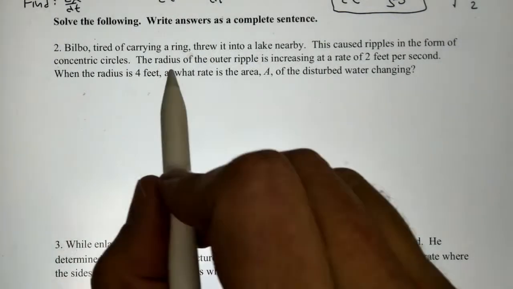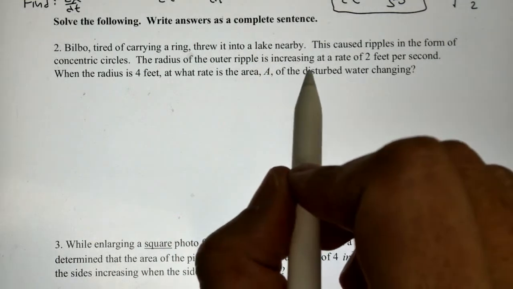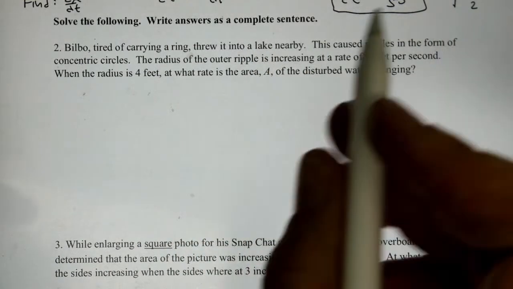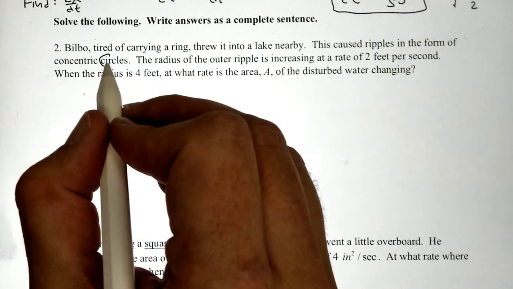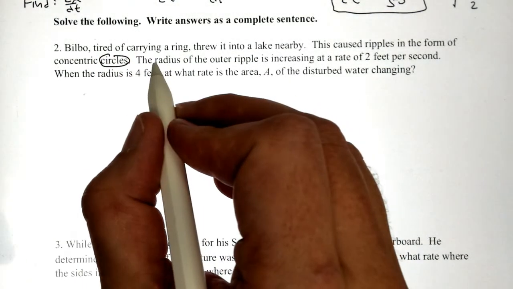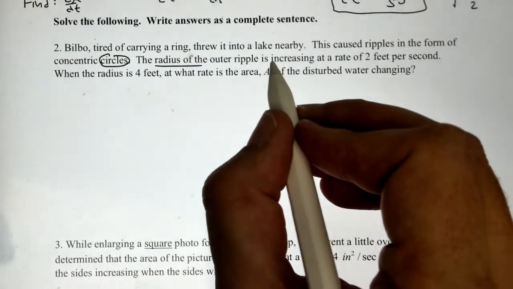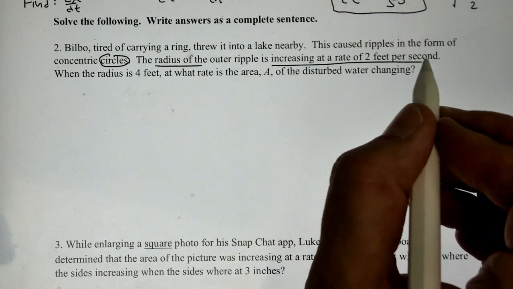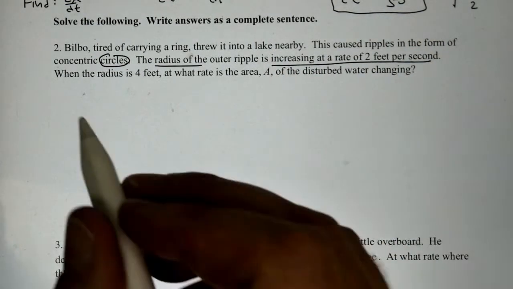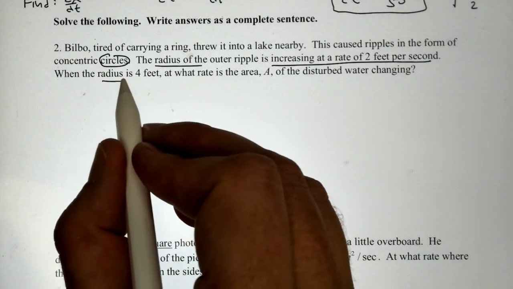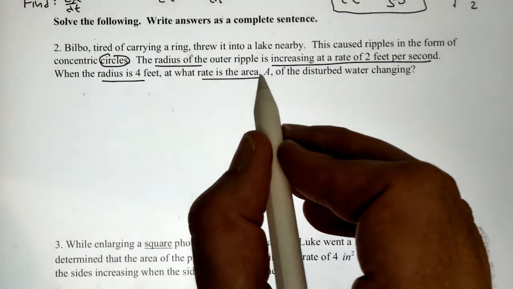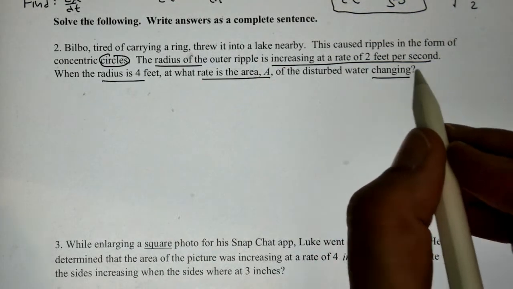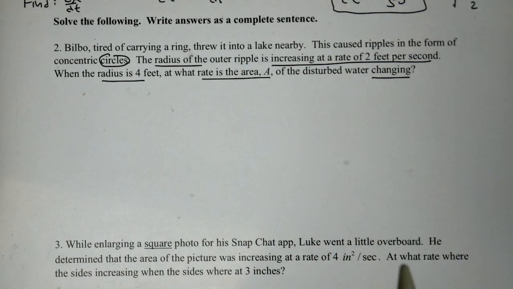He is tired of carrying a ring, and he throws it into a nearby lake, causing ripples in the form of concentric circles. So they're giving me a shape right here, circles. They tell us that the radius of the outer ripple is increasing at a rate of 2 feet per second. When the radius is 4 feet, we want to know at what rate is the area changing. This is a perfect example of a related rate.